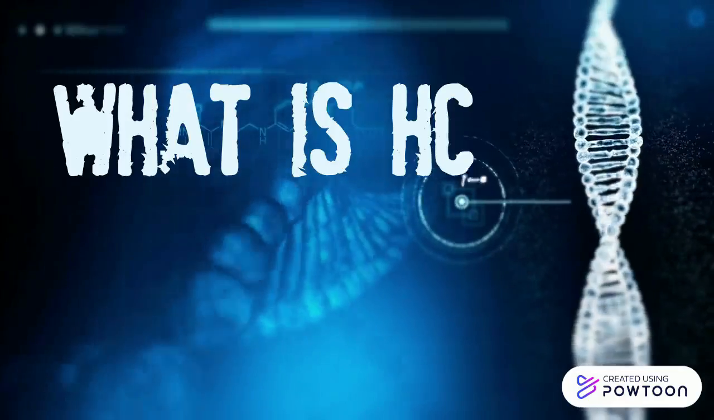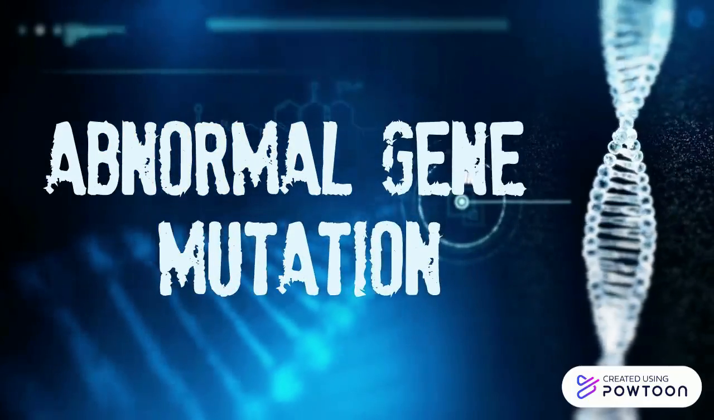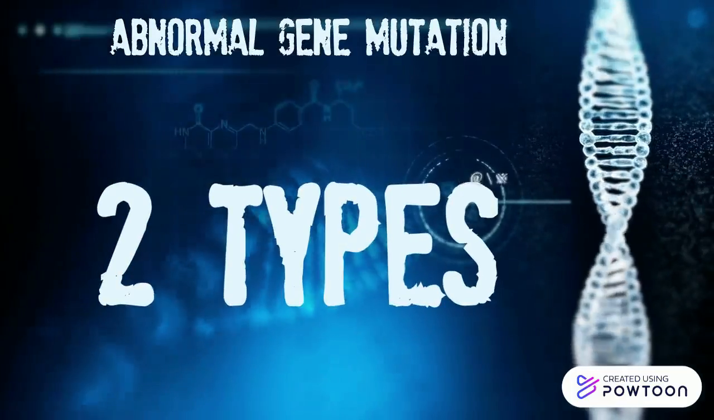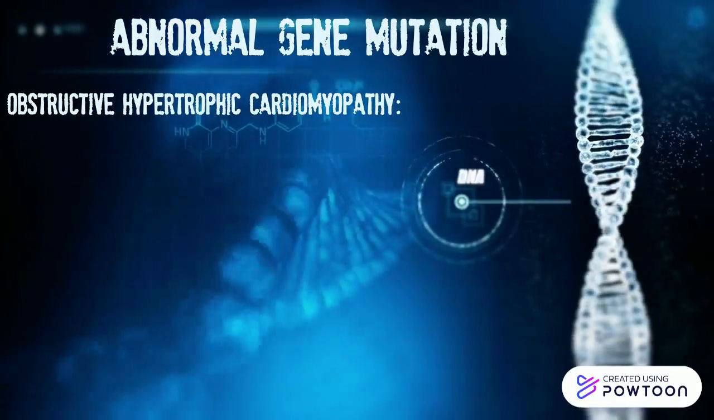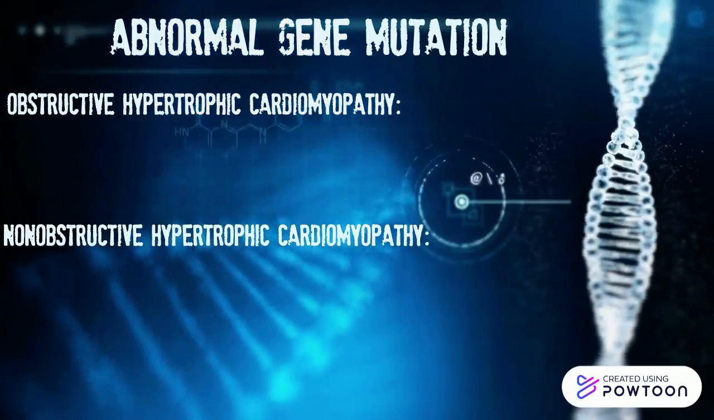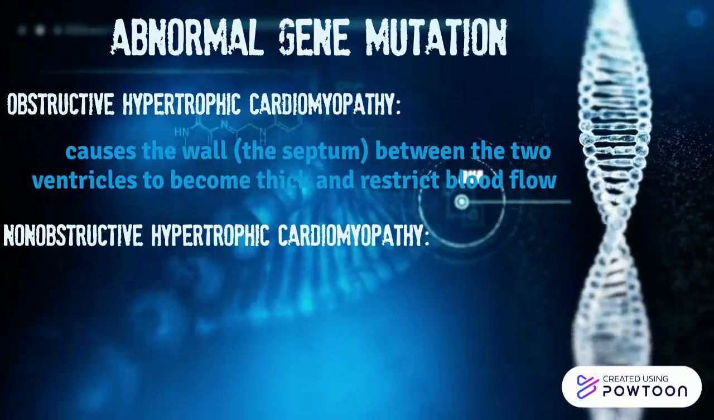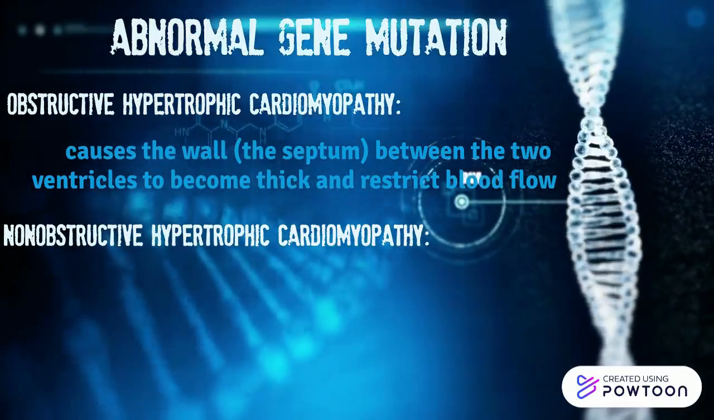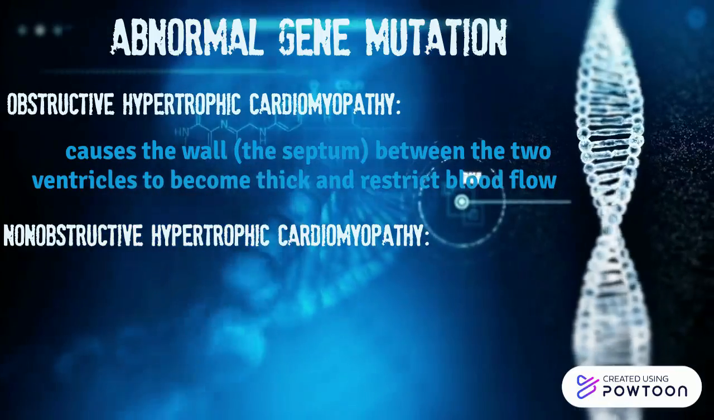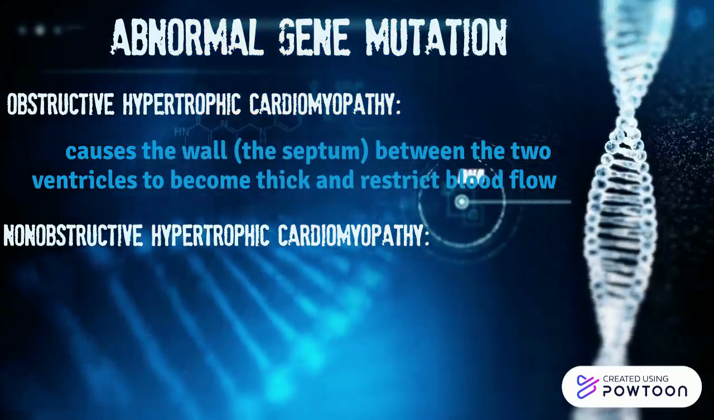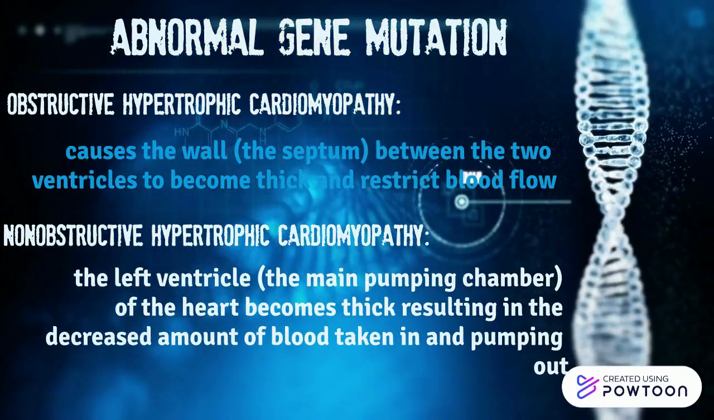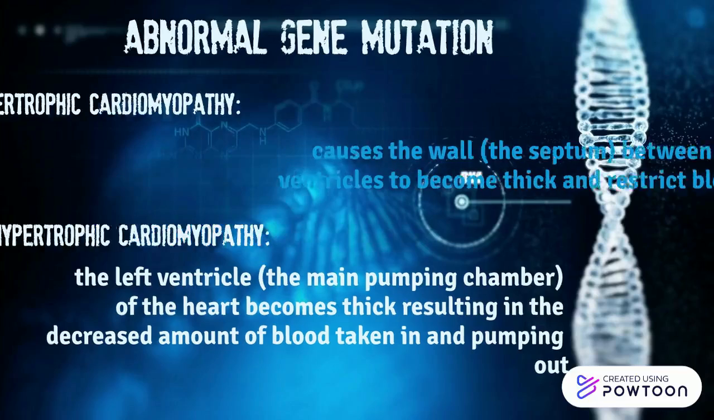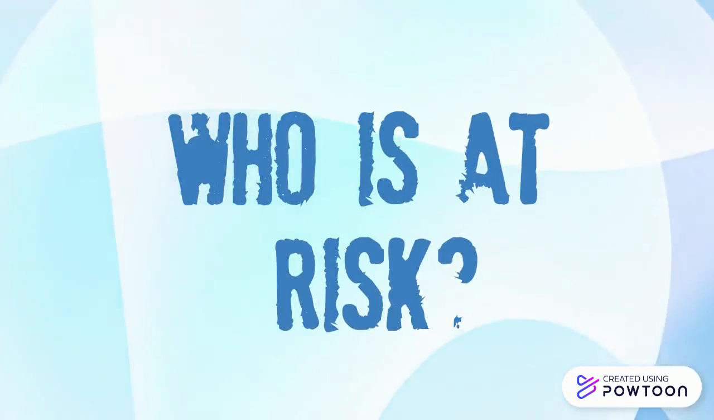Now, what is HCM caused by? Usually, it's an abnormal gene mutation, and there are two different types. There's obstructive hypertrophic cardiomyopathy and non-obstructive hypertrophic cardiomyopathy. Obstructive HCM causes the wall between the two ventricles to become thick and restrict blood flow. Non-obstructive HCM is when the left ventricle of the heart becomes thick, resulting in a decreased amount of blood taken in and pumped out.